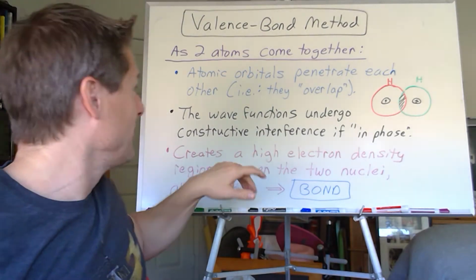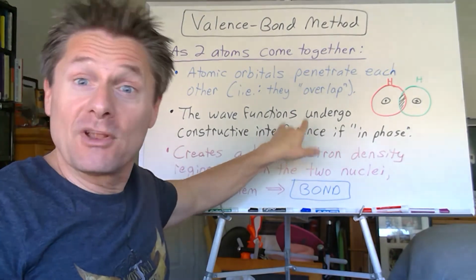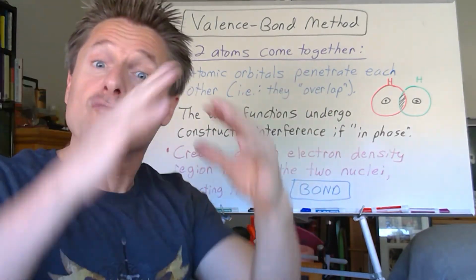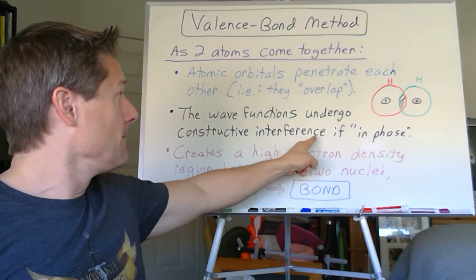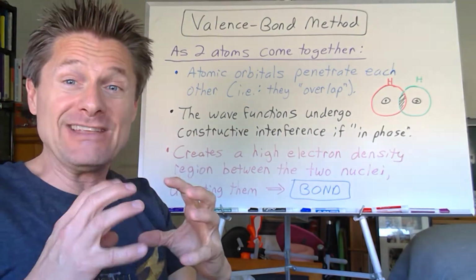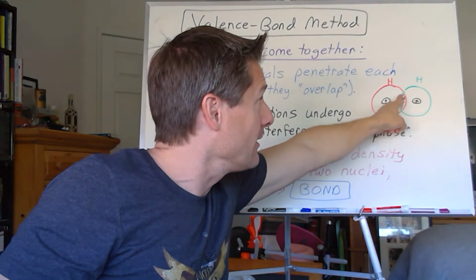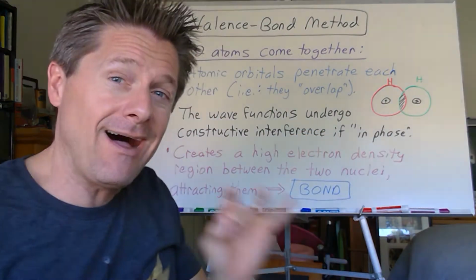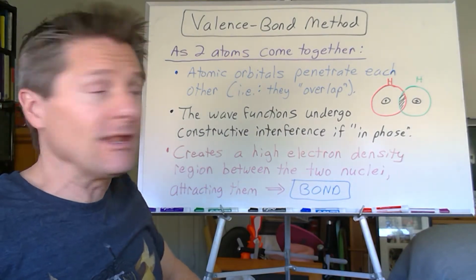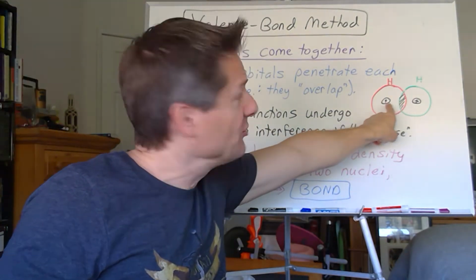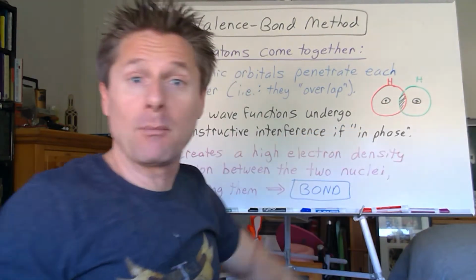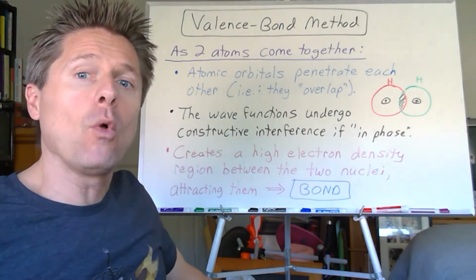Yay, grandma! Right? So if these atomic orbitals are in phase, if those wave functions are in phase, they will constructively overlap. And if they do that, that creates a very high electron density region in between. See where I did the overlap there? You get a really high electron density charge region in between the two nuclei. And that high electron density region is attracting the nucleus of atom number 1 and the nucleus of atom number 2. And that's the attractive force that holds them together.